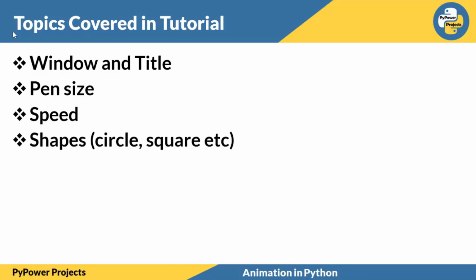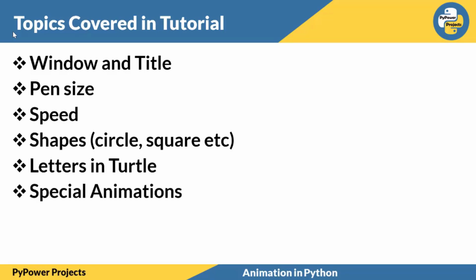Then shapes, the basic shapes like circle and square will be seen, and using these basic shapes only we will develop major designs in this tutorial itself. We'll see it in a few minutes. Now letters in Turtle, that is text in Turtle. If we want to write something in our window, then how can we write it? That will be seen in this tutorial in a few minutes.